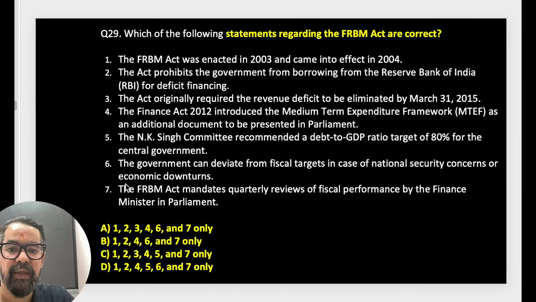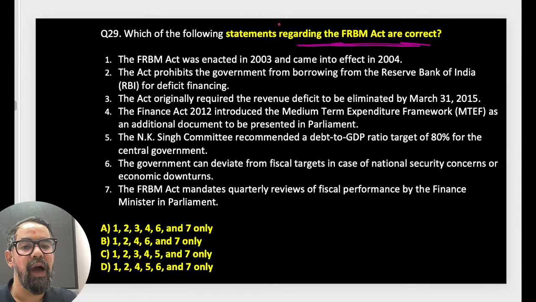Let's go to the next one, guys. Which of the following statements about the FRBM Act are correct? FRBM, Fiscal Responsibility and Budget Management Act 2003. FRBM Act 2003. What will be the correct answer? Which statement related to FRBM is correct? So what will be your correct answer?